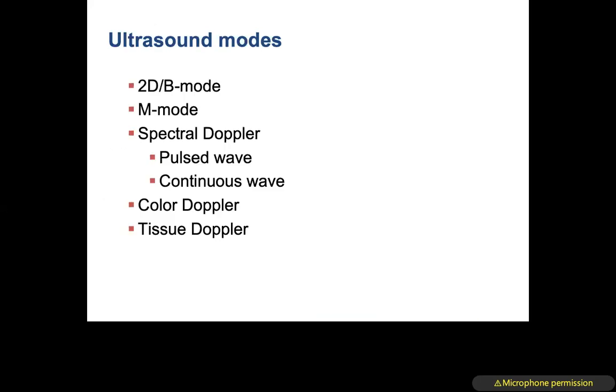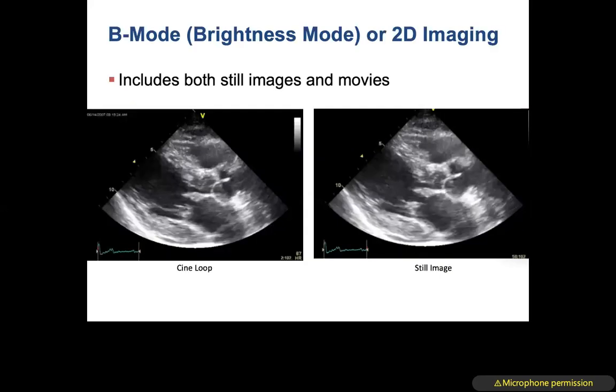Now we're going to review the different modes. So there's 2D or B mode, there's M mode or motion mode, spectral Doppler, we'll talk about pulse wave and continuous wave, color Doppler, and tissue Doppler we'll touch on briefly. So B mode, it's called brightness mode, or it's really just 2D imaging. It's what you think of when you think of ultrasound.